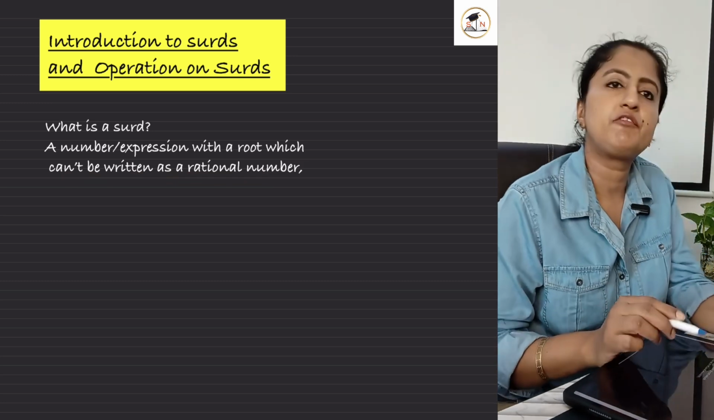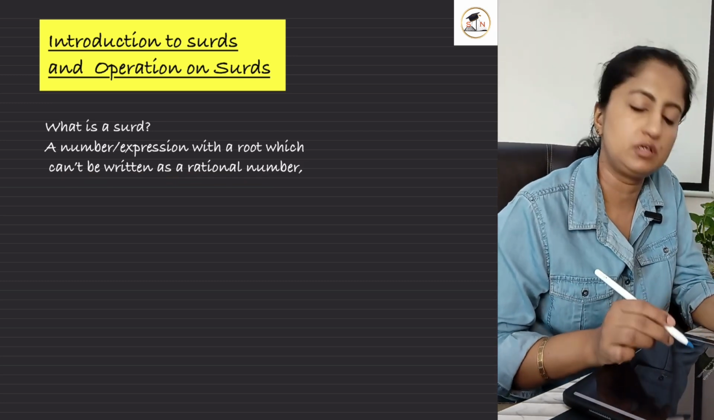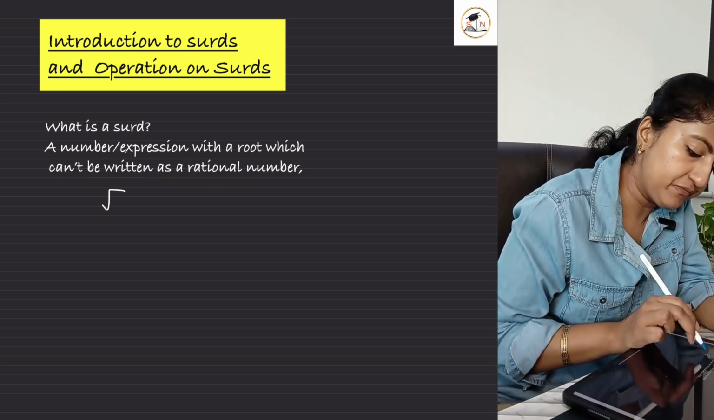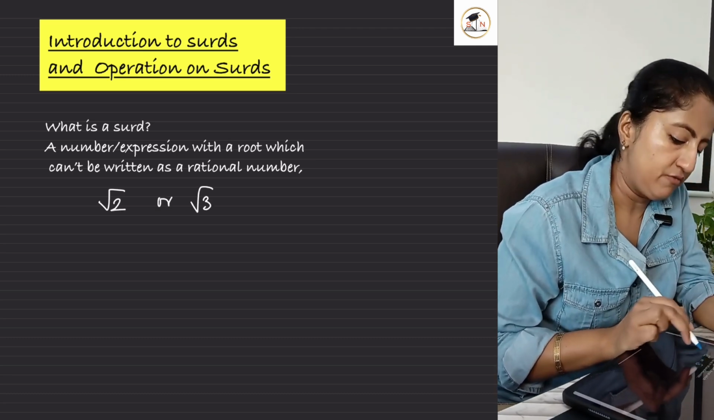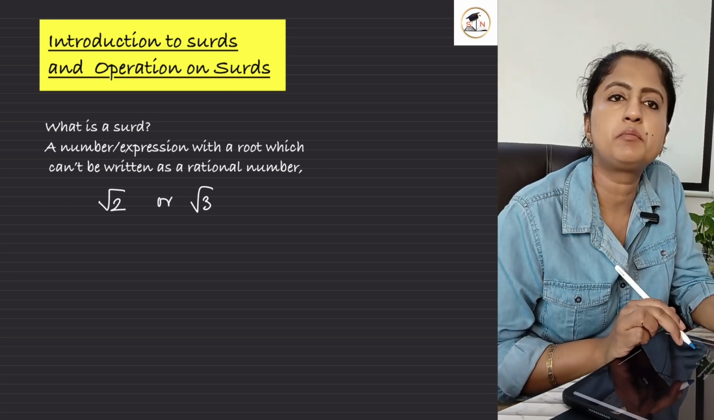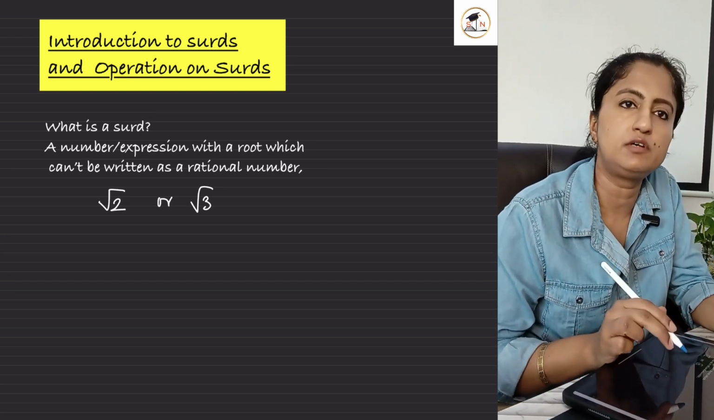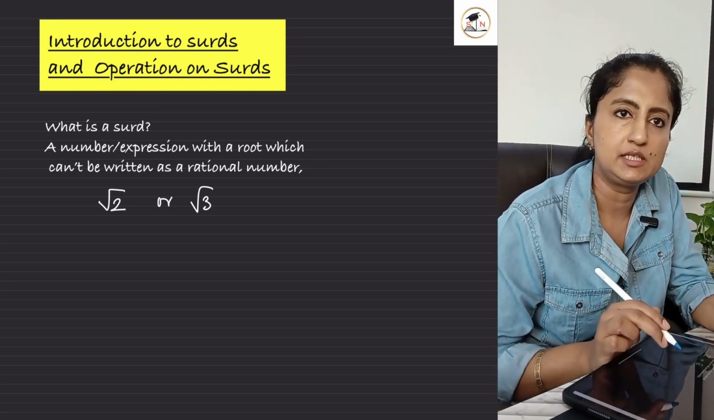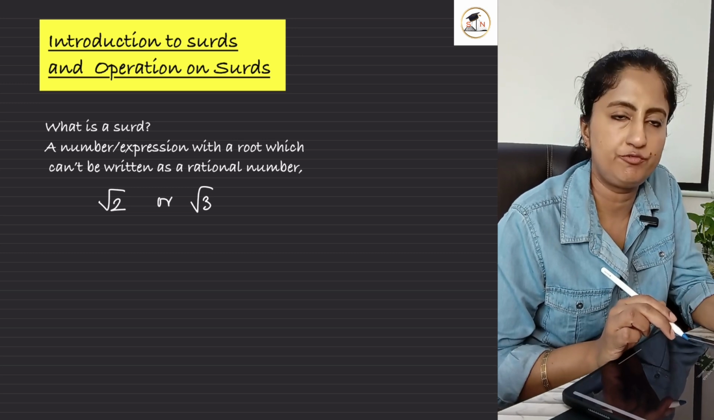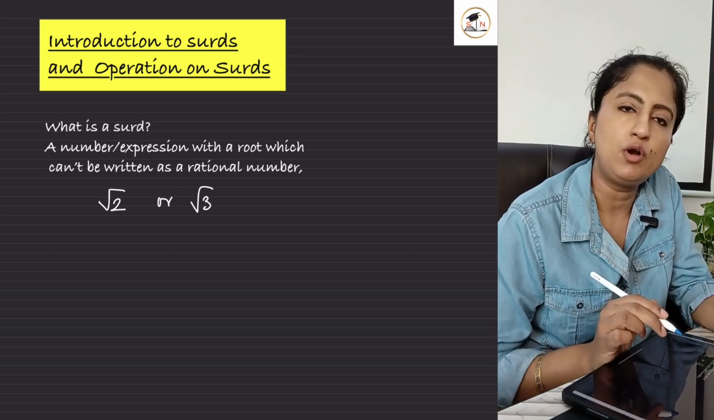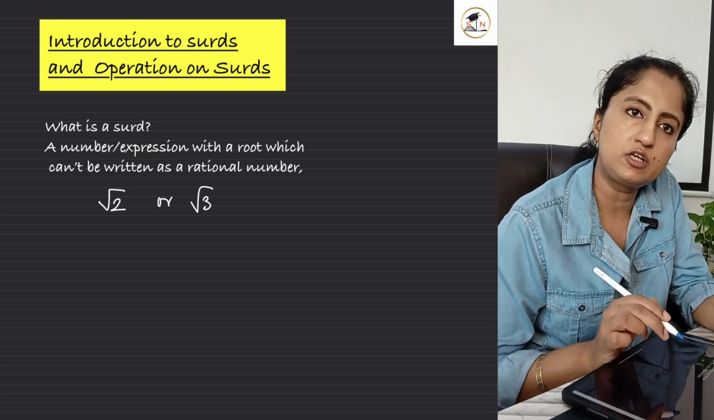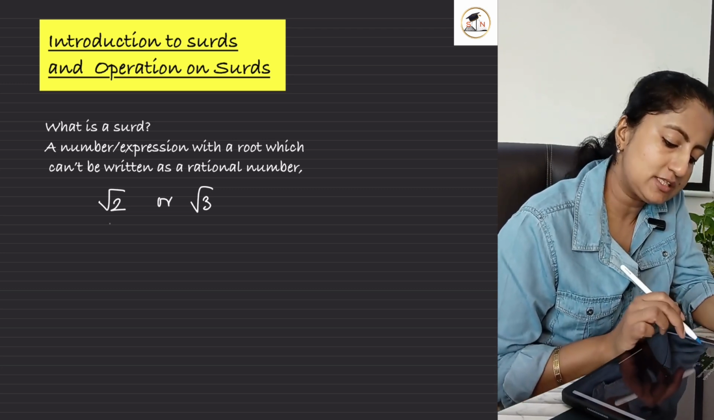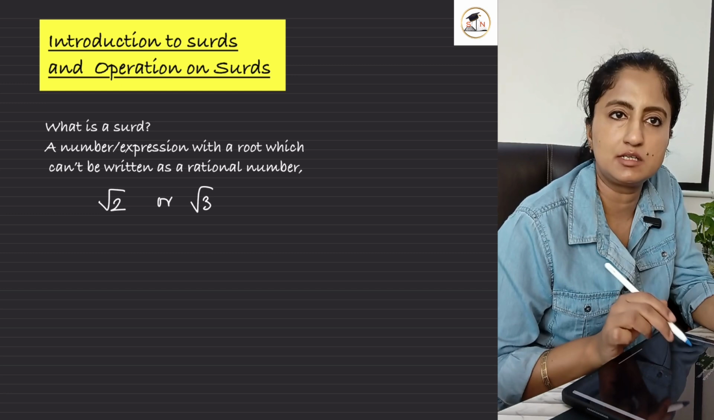Now, if we are talking about something with a root, for example, if I write root 2 or root 3, we know that root 2 or root 3 are not perfect squares, right? I can't convert them into rational numbers. They can never be in p by q form because they are non-terminating and non-repeating decimal values. They are always going to be irrational. So these kinds of numbers are called surds.